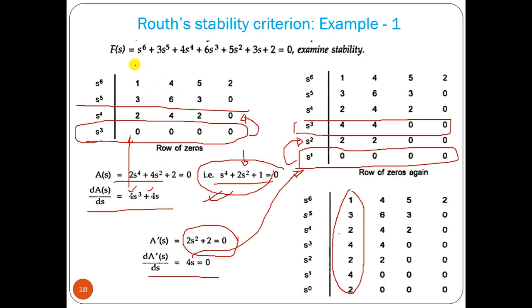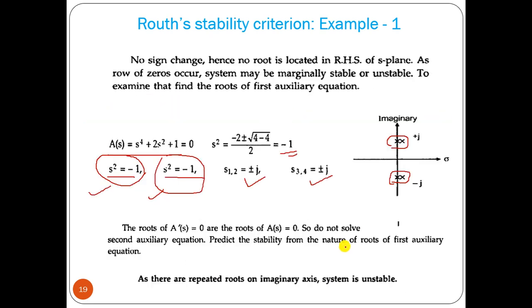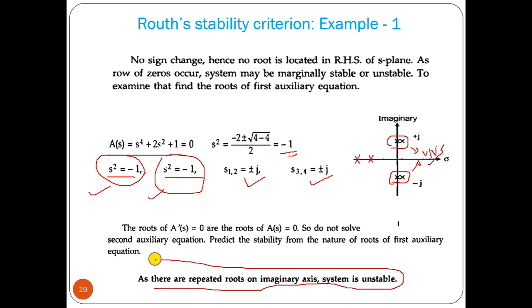And for s^6, there is no sign change, so the other two poles are on the left half of the s plane. Now, as we have repeated poles on the imaginary axis, the system becomes unstable. Repeated roots on the imaginary axis, system is unstable. So this is the way we find whether the system is stable or unstable. Sorry, marginally stable or unstable. If we have an entire row equal to 0, the system can be unstable or marginally stable, which you have to find out. So this is the way you have to solve this kind of problem.